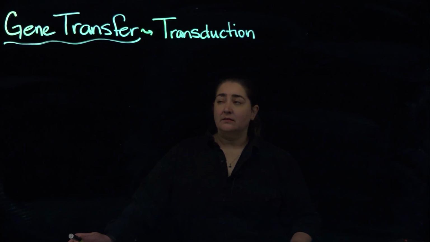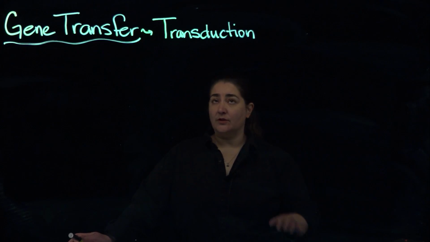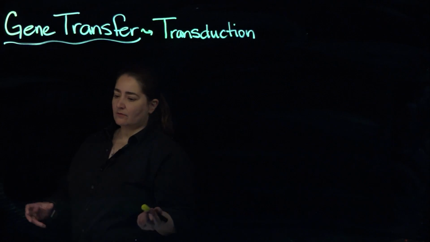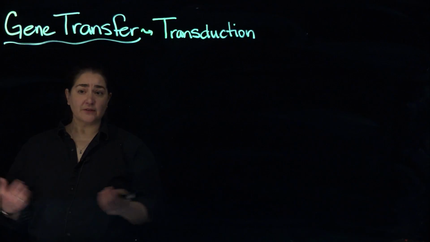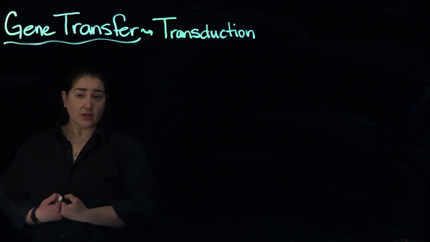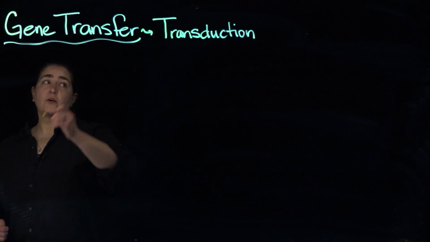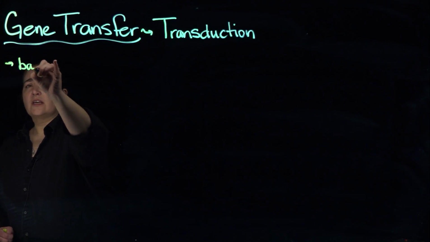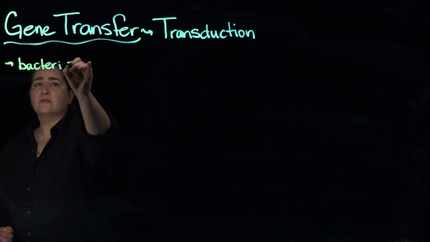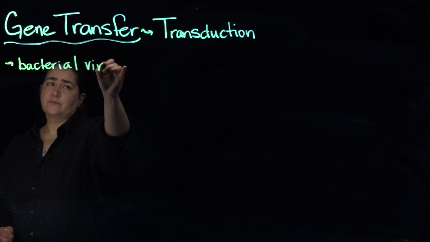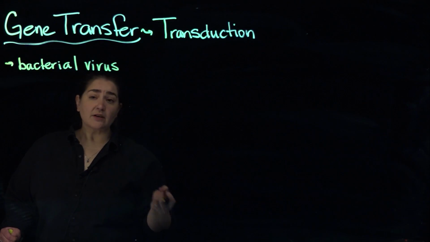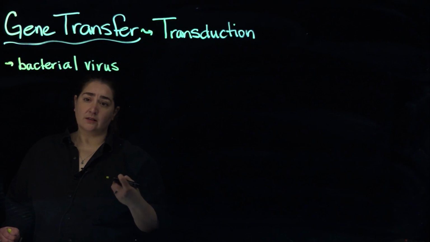Welcome back. The next type of gene transfer that we're going to cover is the process of transduction. Now, with conjugation, you had a physical structure that existed between the two bacteria. With transduction, this is going to use a bacterial virus to transfer the genetic information. And we haven't covered viruses yet in class.